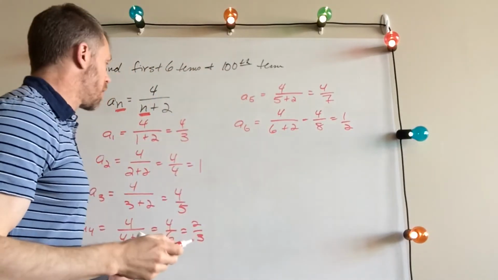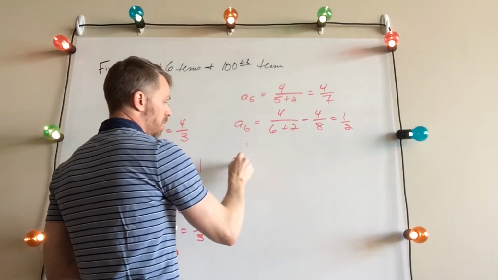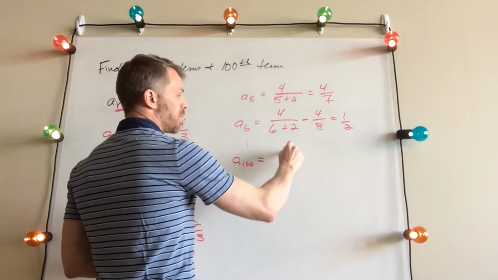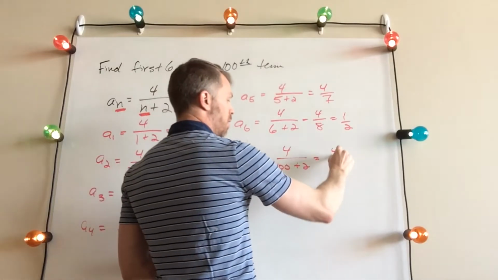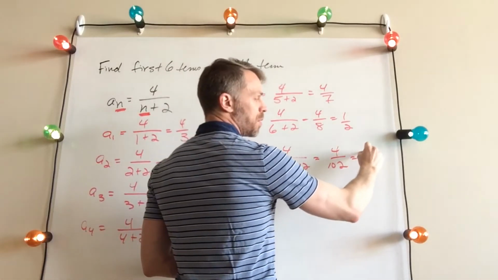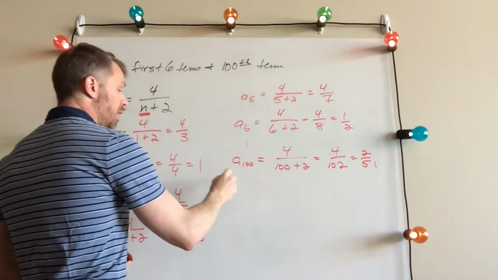Okay, so we can list them all individually. We also needed that 100th term. For the 100th term, we put 100 in for our term number: 4 over 102, reduce. Okay, so we can list them.